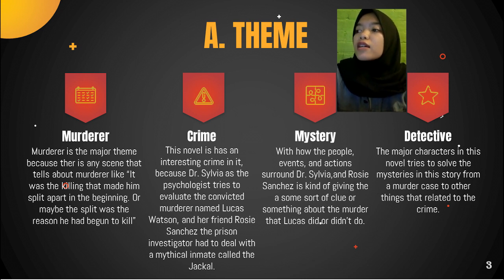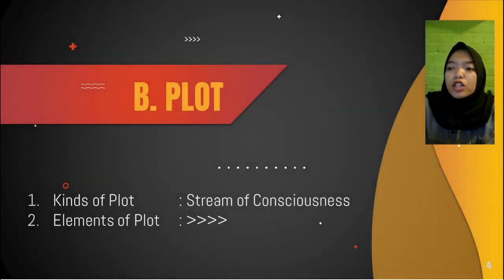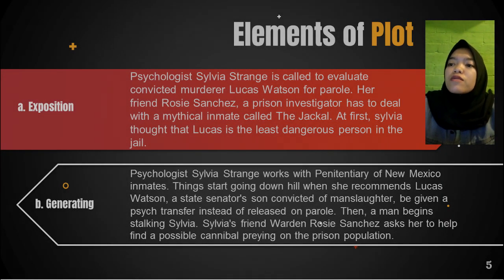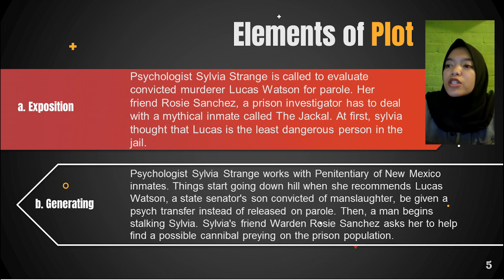The major characters in this novel try to solve the mysteries in this story, from a murder case to other things related to the crime. Next page. B. Plot. First kind of plot, stream of consciousness. Second, elements of plot. In page 5, A. Exposition. Psychologist Sylvia Strange is called to evaluate convicted murderer Lucas Watson for parole.